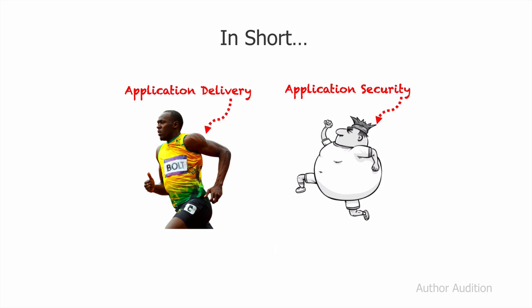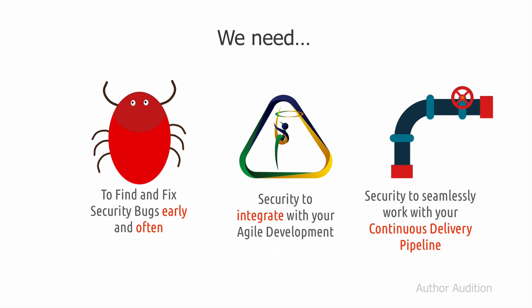So these two options are being caught between a rock and a hard place, and that's why application security should not be done as a last mile task. It should be incorporated into your development and delivery process. Basically, we need to find security bugs early and often. We need security to integrate with your development processes, and we need security to work very smoothly as part of your delivery pipeline. So think of your software development process as a pipeline or as an assembly line. You need security to work seamlessly with that assembly line.